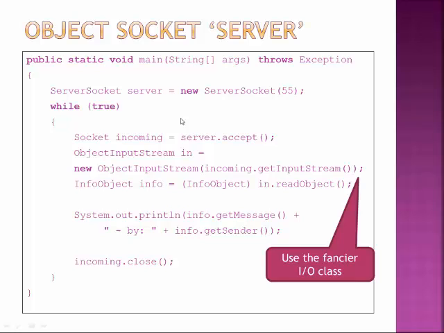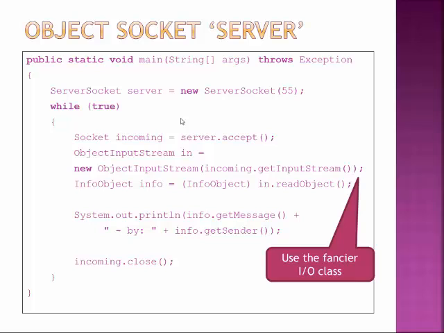So within our socket server we built in the previous demo, we can extend that out. And instead of reading text and writing text, we can read and write objects. Now, the socket stuff is exactly the same. You see, I have a socket with the port number 55 on it, and then I have an accept on there. And in this case, I'm actually going to receive a bunch of objects. I'm going to do this over and over again. I've thrown the while in there as well to keep looping around that.